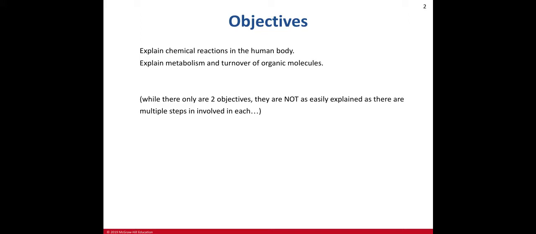So, the first thing you'll see is that there are only two objectives from our class syllabus here, and that is explain chemical reactions in the human body and explain metabolism and turnover of organic molecules. Now, that would make this seem like it would be very easy because those are two when we've been having six or seven objectives. But those objectives are really much more detailed than they seem. There's lots of steps and parts and pieces involved in answering them. So, again, this might be something that takes a little bit of time to get all of the nuances.